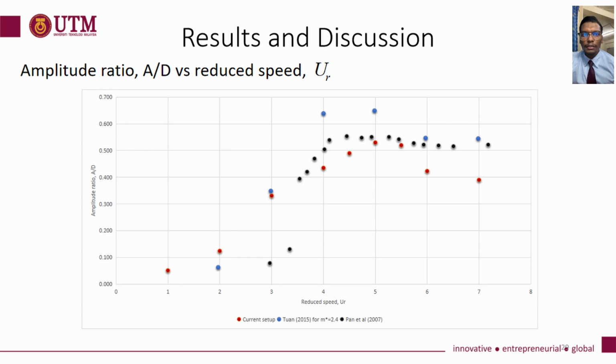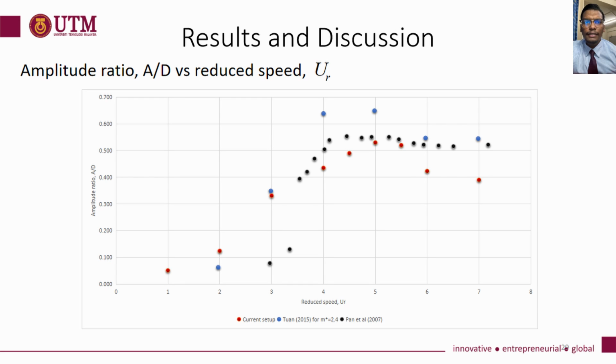The amplitude ratio from the study by Tuan 2015 and Pan et al. 2007 is also shown in the same plot with the same range of reduced speeds. The general observation that can be made from the plot is that the general trend of the amplitude ratio against the reduced speed of this study is similar to the trend shown in previous studies. The highest amplitude ratio obtained in this study is 0.53 at reduced speed of 5.